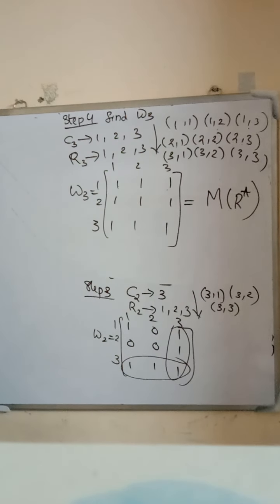So Warshall's algorithm helps us to find the transitive closure. If the finite set has 3 elements, we find up to W3. If the finite set has 4 elements, we find up to W4. If the set has 6 elements, we find up to W6 and so on. Okay, thank you.